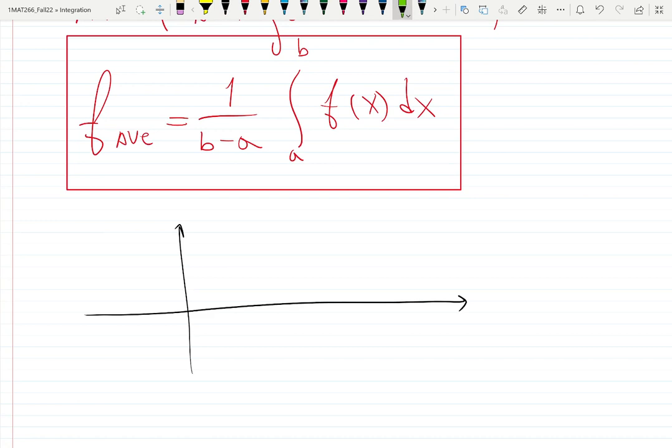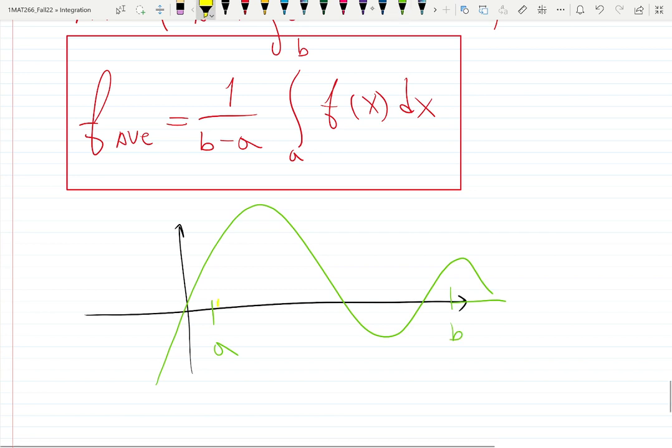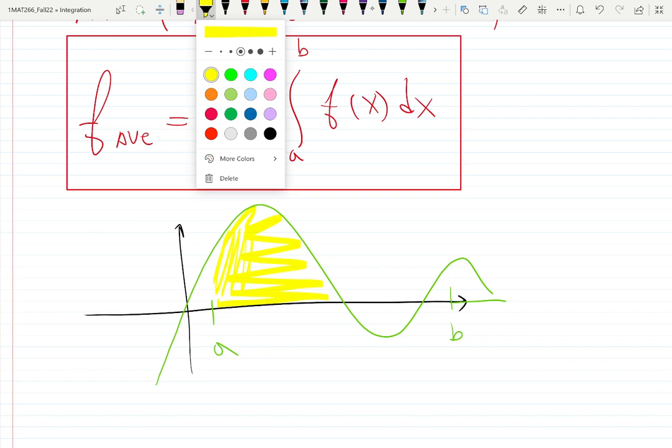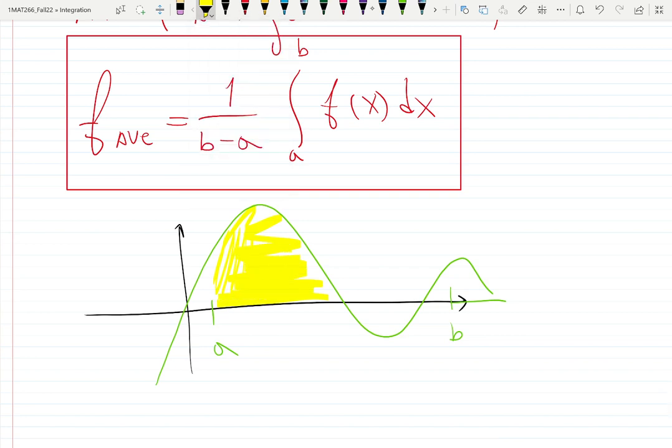For example, here's the function, it goes up and down and up and down. You find the areas from a to b. It will be this huge positive area. I just make it huge. Huge positive area. Negative area. Some positive area. So what is the average then?